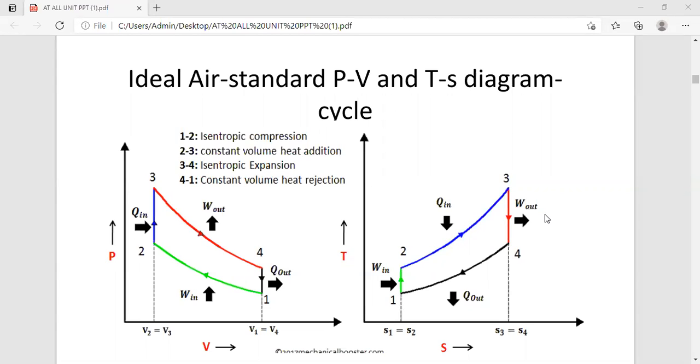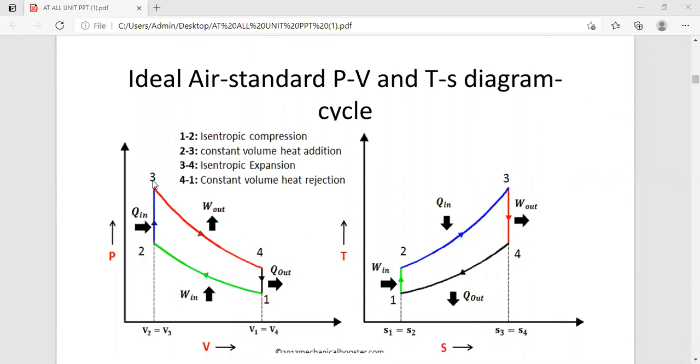No sir. So once again, I am repeating, during this process, 1 to 2 isentropic compression, as we are saying, entropy parameter is constant, and due to the compression, volume gets reduced, pressure gets increased. So 2 to 3 process, volume parameter is constant. So that's why we are saying constant volume process, and heat addition means entropy as well as temperature is increasing.